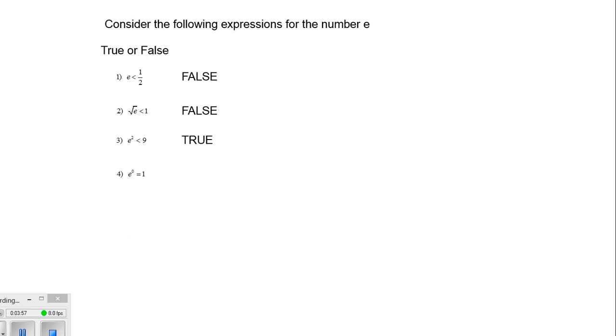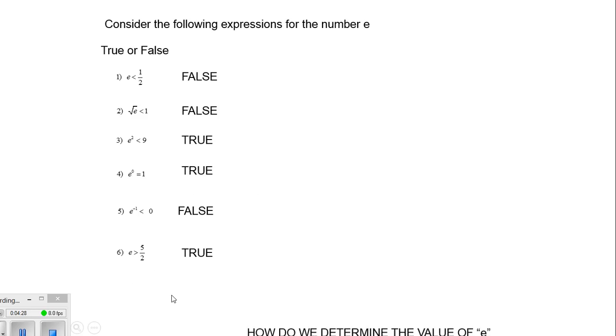Is e to the 0 equal to 1? Yes, anything to the 0 is 1. And that's why its features are so much like those of any other exponential function. The y-intercept is 1. Is e to the negative 1 less than 0? Well, no. E to the negative 1 is 1 over e, which is like 1 over a third. The negative exponent does not make it negative. Is e greater than 5/2? Yeah, it's like 2.71.